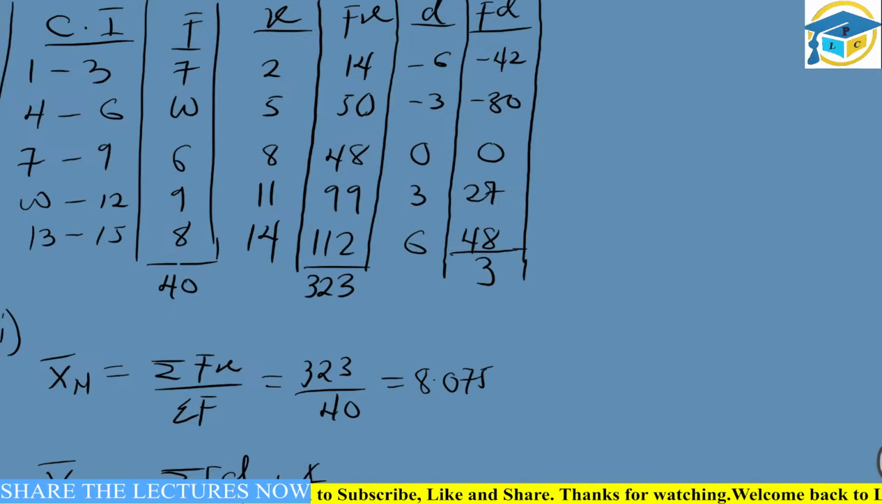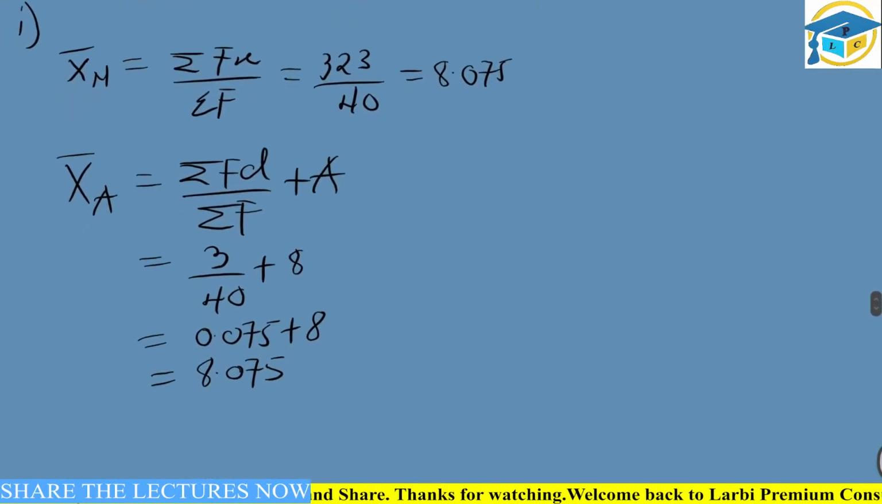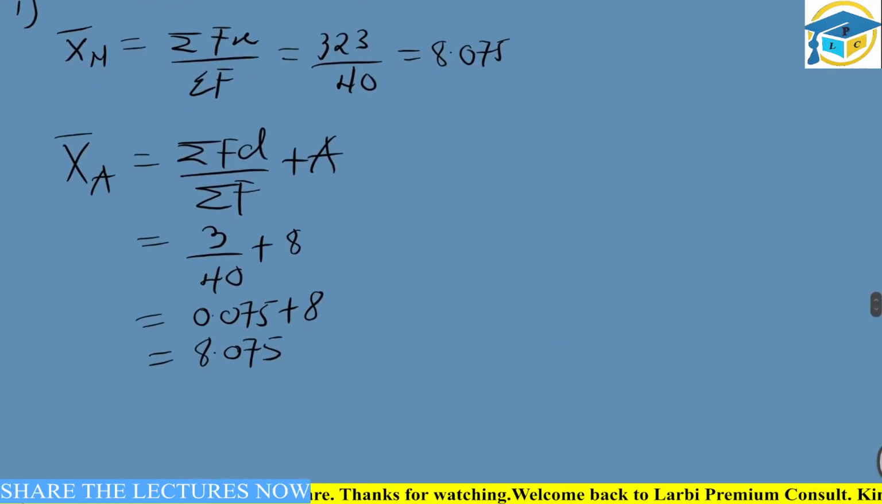And at the end of the day, you're going to get a value that's close to the normal way of calculating the mean. So that is the assumed mean approach. And then the mean using the coding method. What are the coding methods?